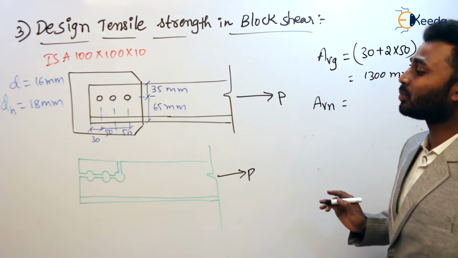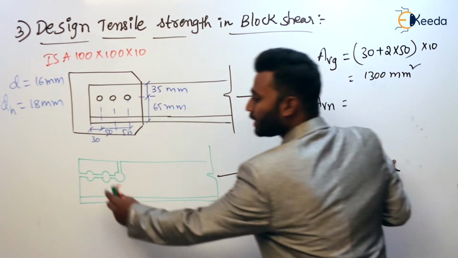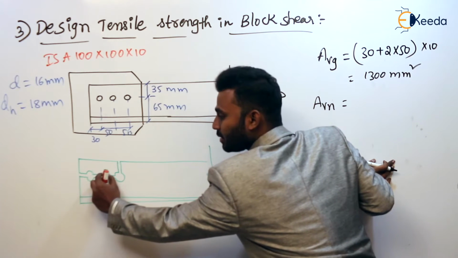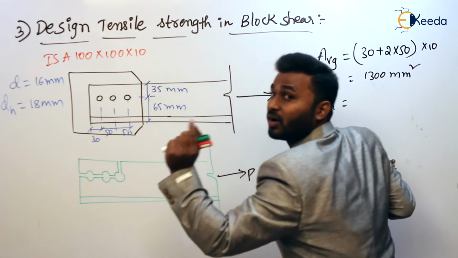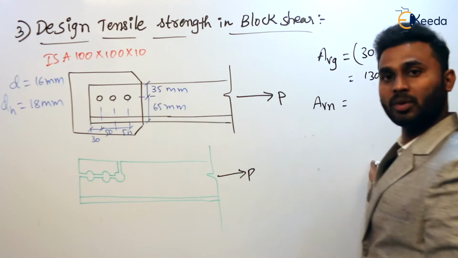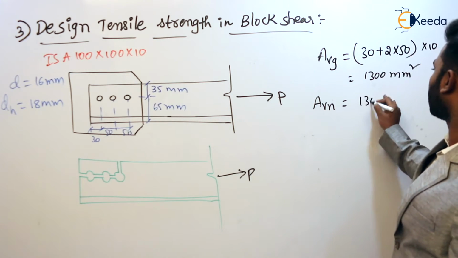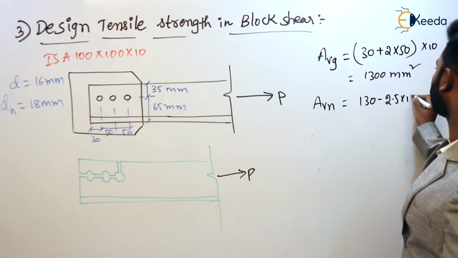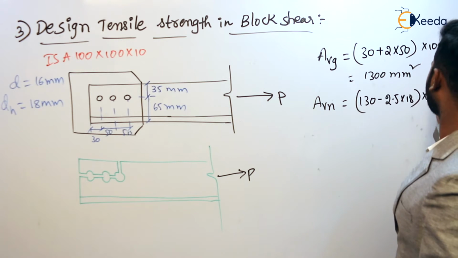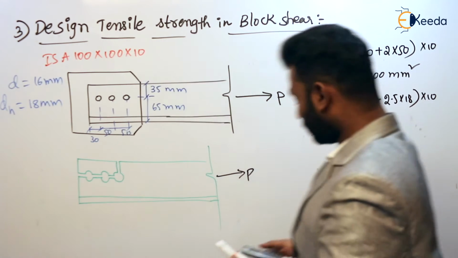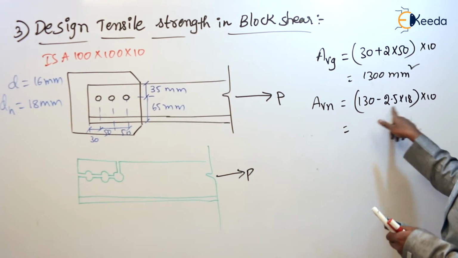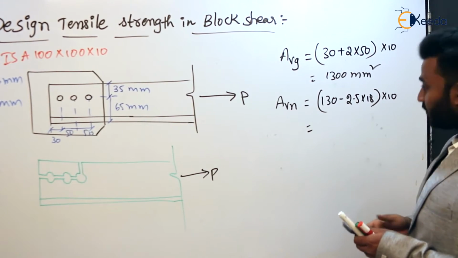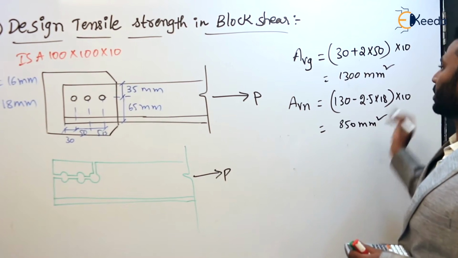Now what is the net section in shear? We have to deduct the bolt holes. How many bolt holes are there? This is a complete bolt hole and this is a complete bolt hole, and here there is half of the dia of the bolt hole. So from this, 130 minus 2.5 into 18 into 10. This is how to calculate. Upon calculating, we get 850 mm square.